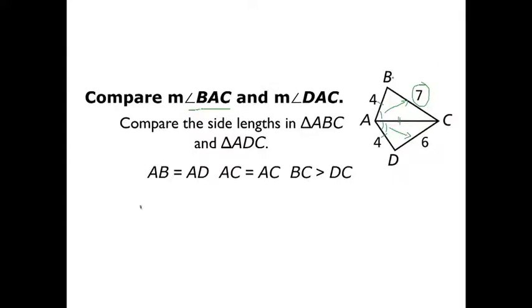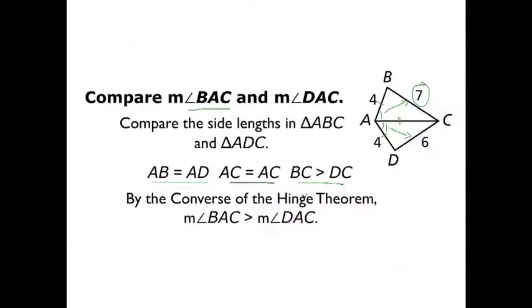So here's where we marked the two lengths of 4 being equal to each other. Here's where we used the reflexive property, and then we made our conclusion. We noticed that BC was bigger than DC, 7 is bigger than 6, and so we're able to make our conclusion using the converse of the hinge theorem. So this is taking us back to look at the angles, that the measure of angle BAC is actually the bigger angle, just like we marked up here. Pause the slide if you need to.